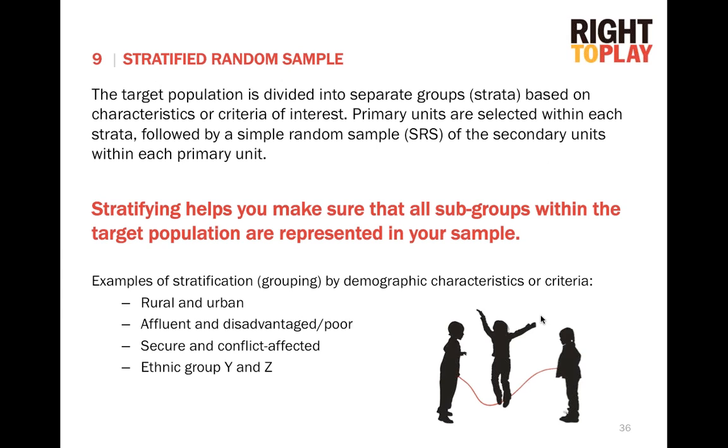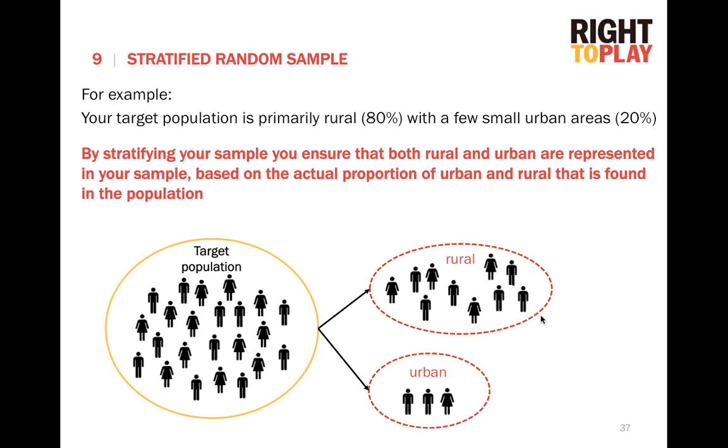And what you want to do is think about characteristics, particularly if there isn't a 50-50 split. So let's do a little example. Let's say that our target population is primarily rural, maybe 80% rural, with a few small urban areas. So maybe 20% of the population lives in towns or cities. By stratifying our sample to make sure that we include 20% urban and 80% rural, this will help ensure that both rural and urban are represented based on the actual proportion of urban and rural that's found in the population.